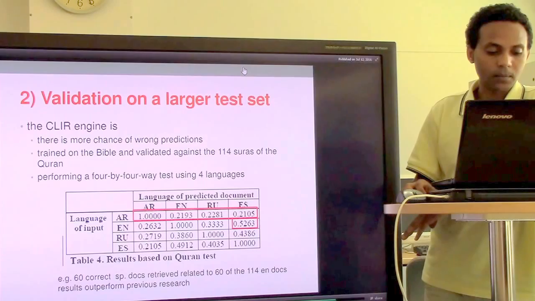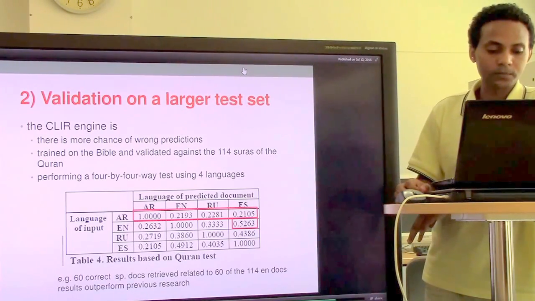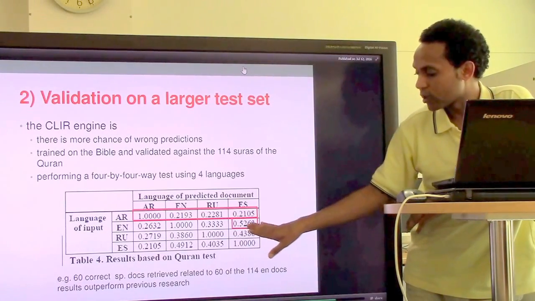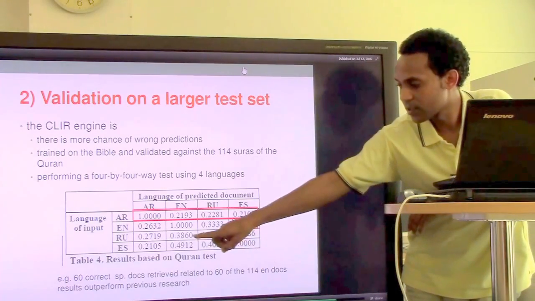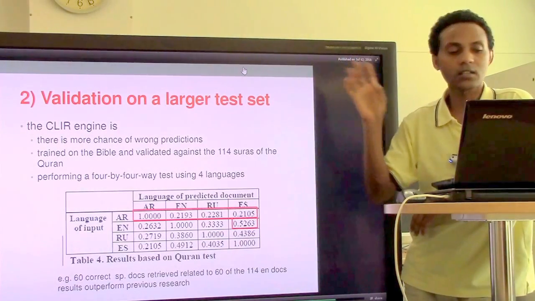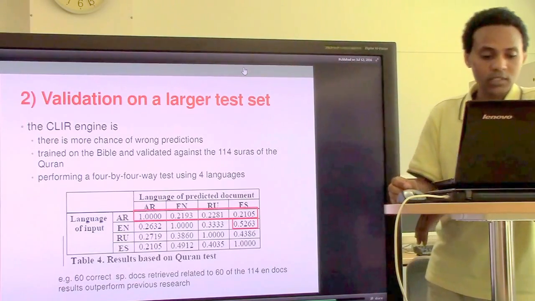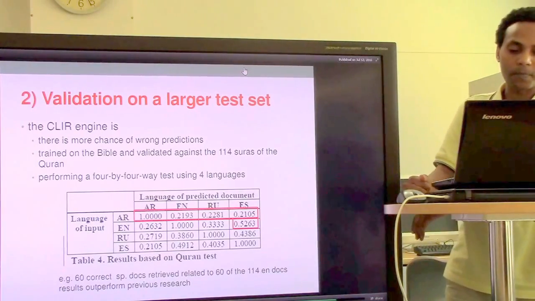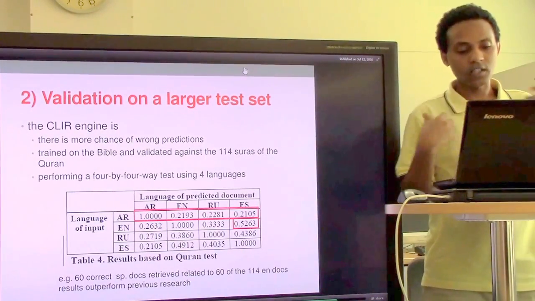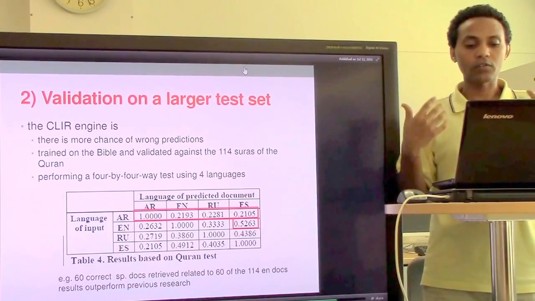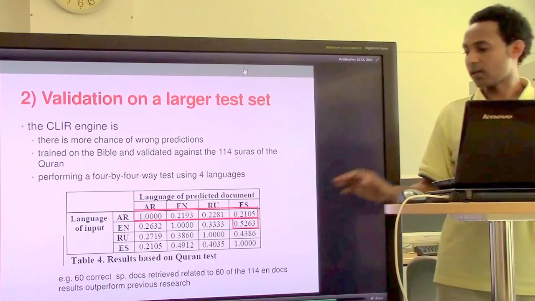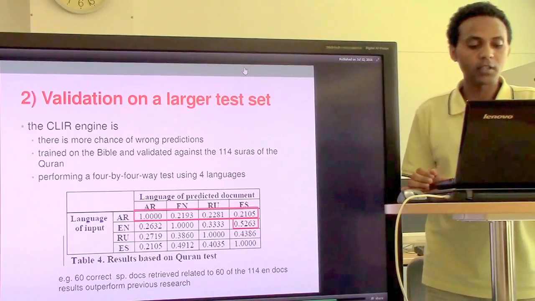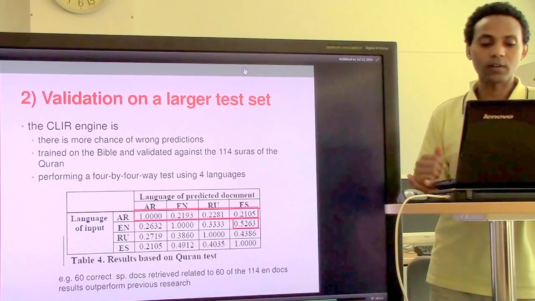So we see a lower score here. This is the highest score when compared to the other results. And when you interpret these numbers, it roughly means that 60 out of the 144 test documents, almost 60 correct Spanish documents were retrieved. Related to the queries given, there were 60 correct predictions or correct retrievals made by the system. So this is the interpretation of these numbers. And these results also outperform the previous researches done by other researchers.